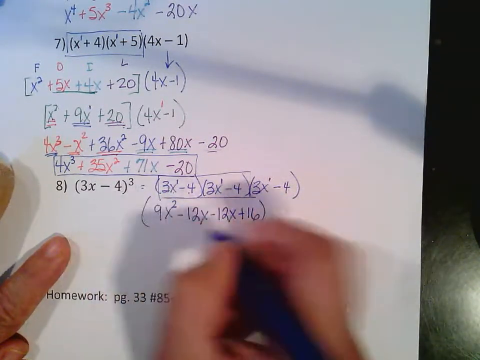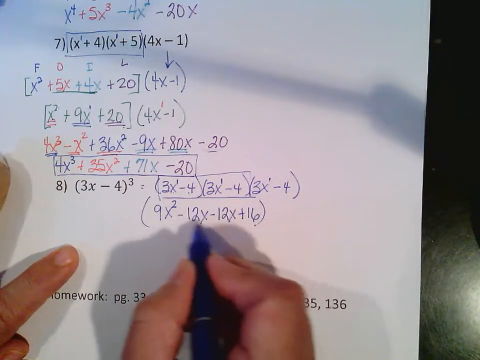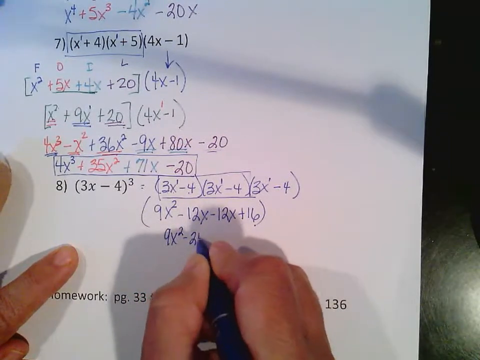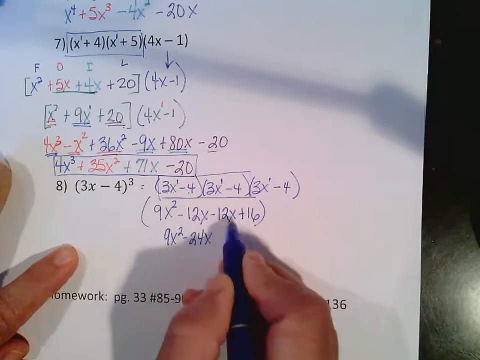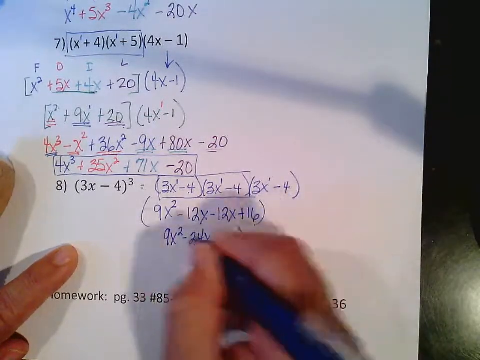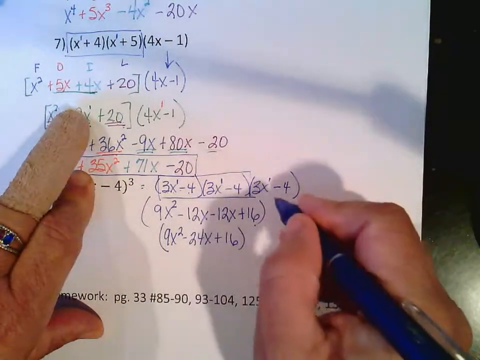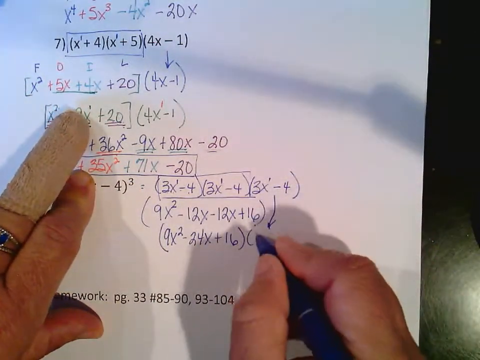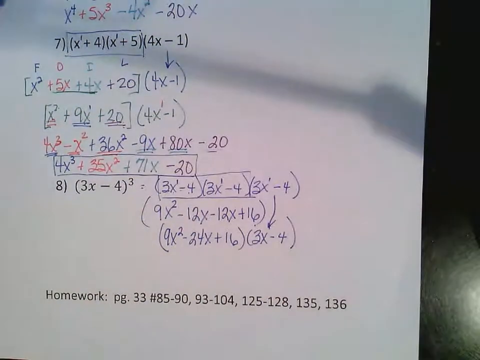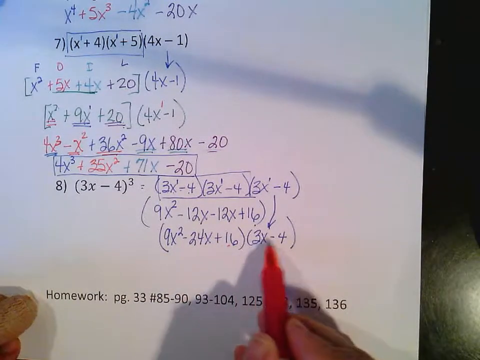These two things multiplied together gave me this polynomial. I'm going to combine like terms to simplify it a little bit. So I have 9x squared minus 24x, because 12x and negative 12x is negative 24, plus 16. This is the new polynomial I get when I multiply those two binomials together. Now, I'm going to take that and multiply it times this third binomial, and we're going to do it by distributing every single one of these number terms of the polynomial with everything in the second polynomial.